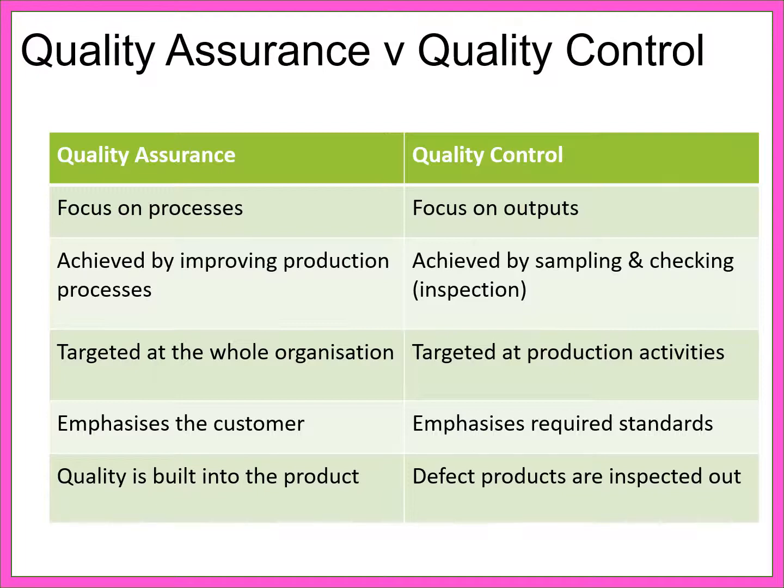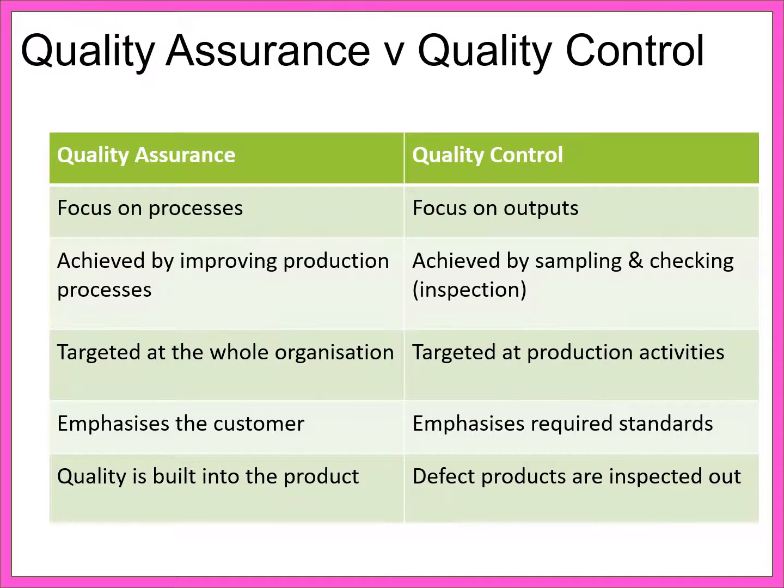So if we compare the two, quality assurance focuses on the processes, whereas quality control focuses on outputs. Quality assurance is achieved by improving production processes themselves, whereas quality control would be sampling and then checking, so taking out, sampling, checking, and inspecting at all times. Quality assurance is targeted to the organisation as a whole, like everybody's a part of it, whereas quality control is targeting just the production activities themselves.